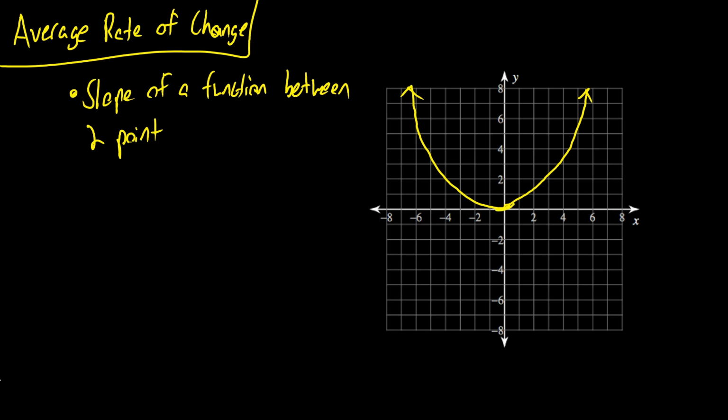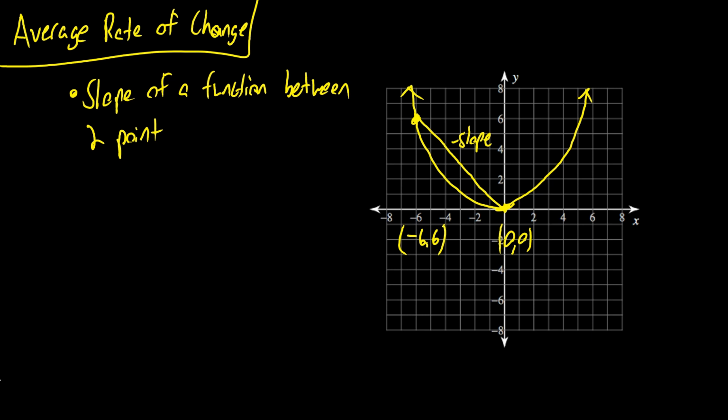Let's say I want the average rate of change from -6, say that point, which is -6, 6, and then we'll just say 0. Okay. We want the average rate of change between these 2 points. I'm going to connect it using this straight line right here. Average rate of change is just the slope of this. Okay, that's all average rate of change is.